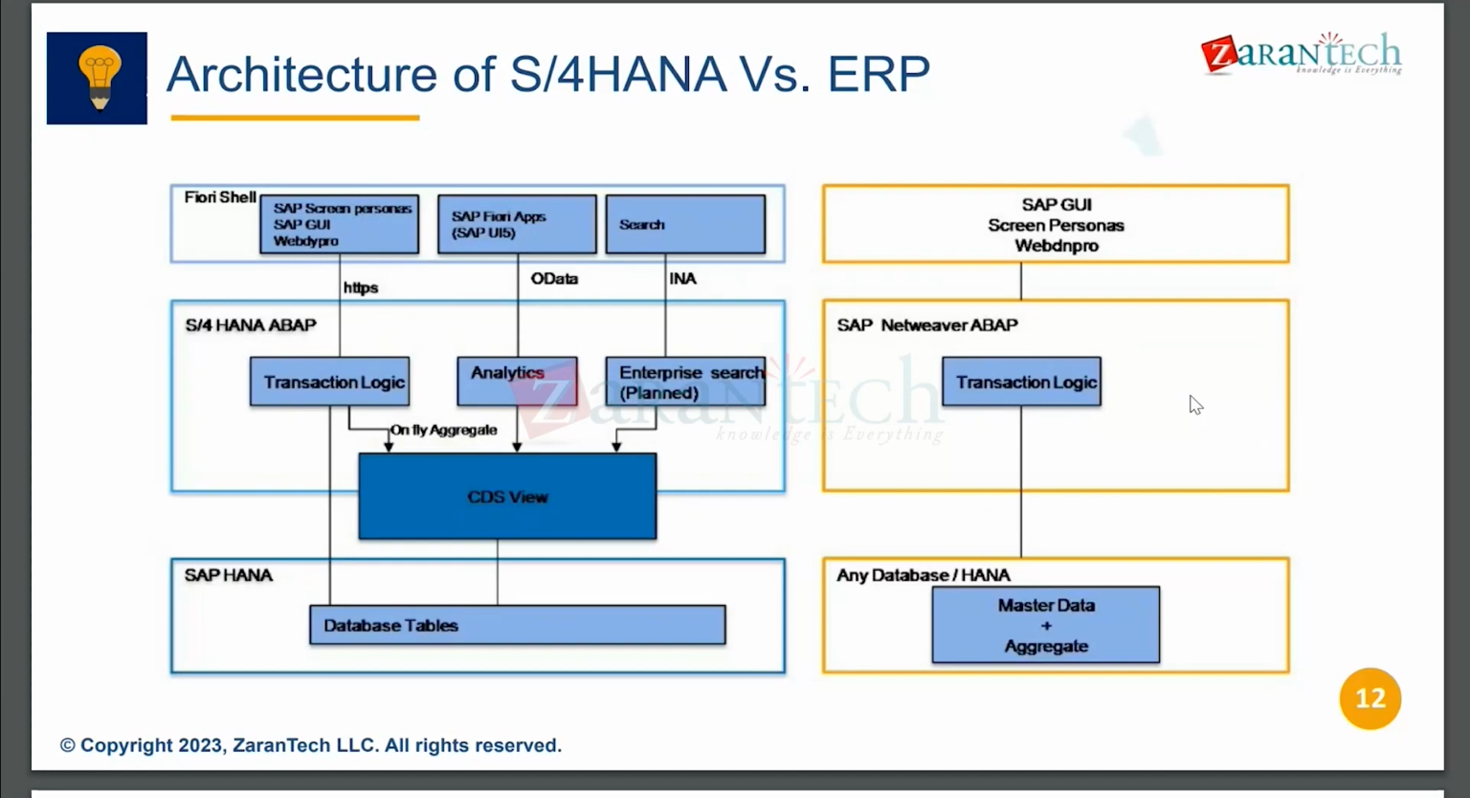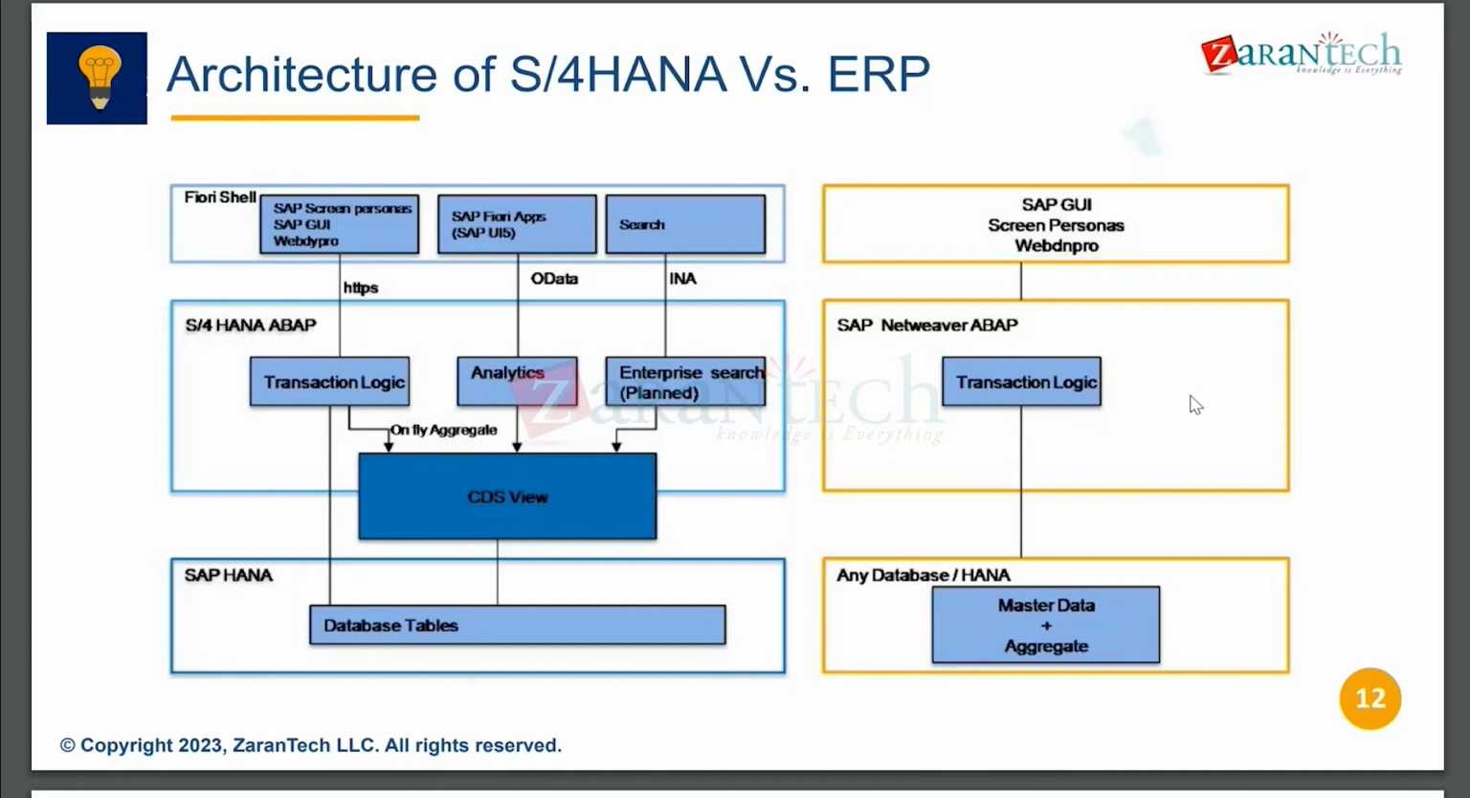Okay, so this is the architecture of S4 HANA versus ERP. Here, as I informed, we have one Fiori shell, where the SAP Fiori tiles mean each module has its own Fiori tiles. If you click one tile, like quality management or quality plan, the respective tiles will appear in the Fiori apps, where the Fiori apps are developed with the OData concept and SAP UI5.